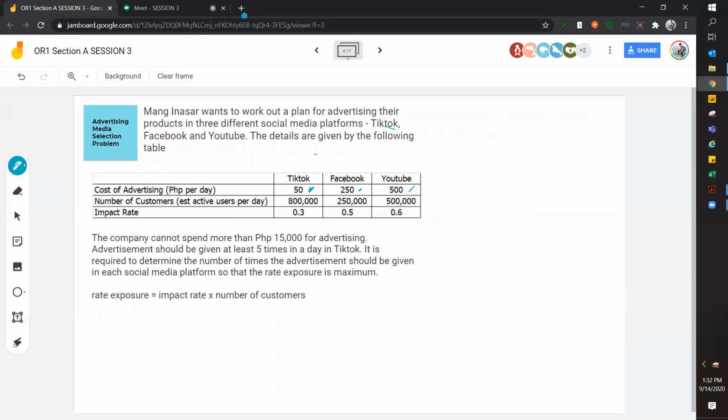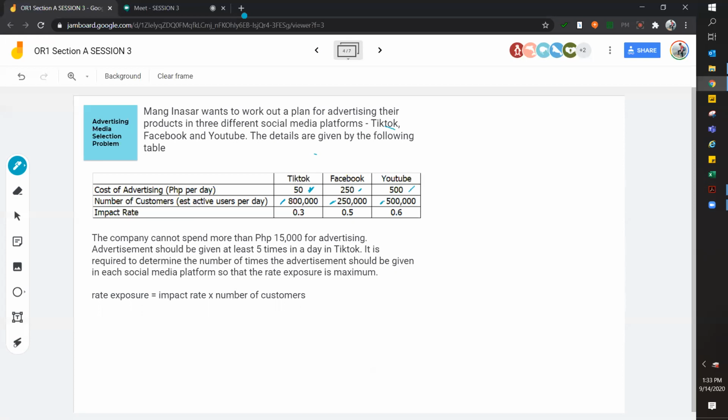Then ito, estimated users, active users. Ako lang ang nag-estimate nito kasi wala akong makitang reference. So 800,000 active users for TikTok, 250,000 and 500 kada araw. 500,000 kada araw. So hindi pa dito tiningnan yung exposure, how long ba yung duration ng kanilang panonood sa TikTok, sa Facebook, ganyan. But then it also has this impact rate.